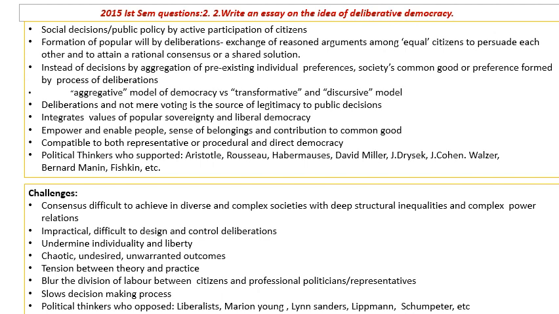It blurs the division of labor between citizen and professional politician, because the job of decision making should be left to professional politician representatives who are qualified to do that business as per the liberal theory. But citizens are unequipped to do it, so it blurs the division of labor or specialization. It also makes for a slow decision making process because it's very time consuming. And political thinkers who opposed deliberation are all the liberalists, Iris Marion Young, Lance Sanders, Lippmann, Schumpeter, etc.